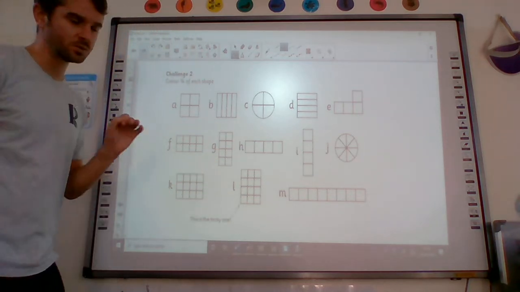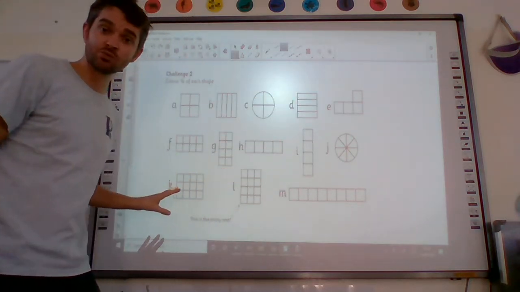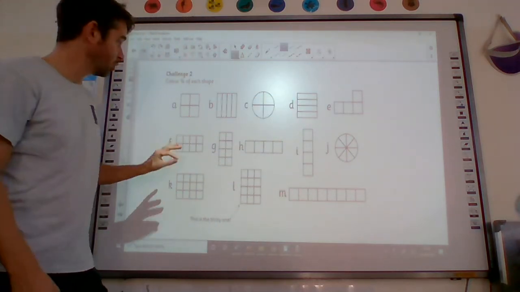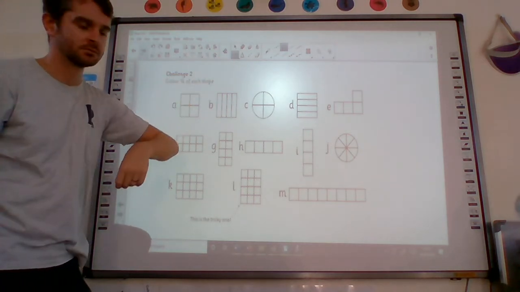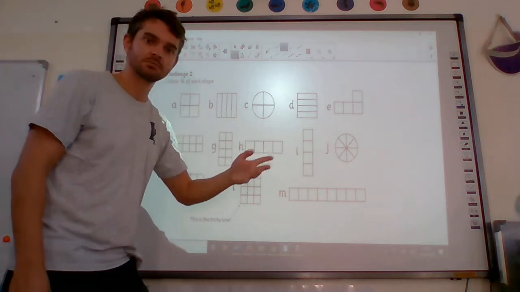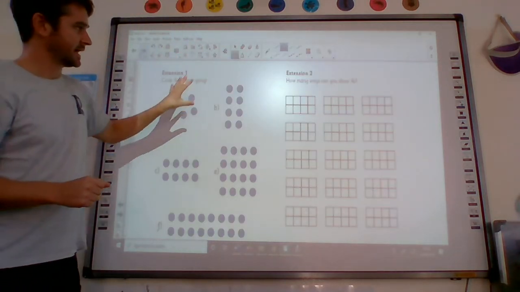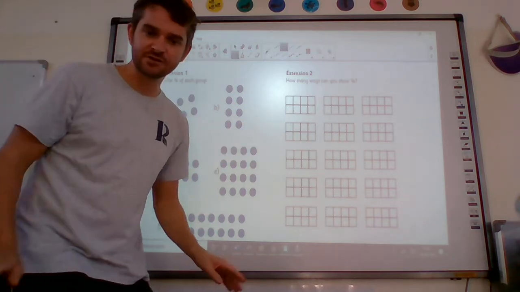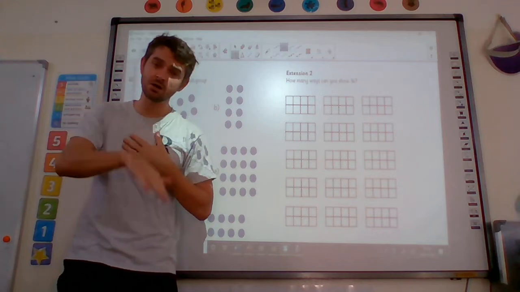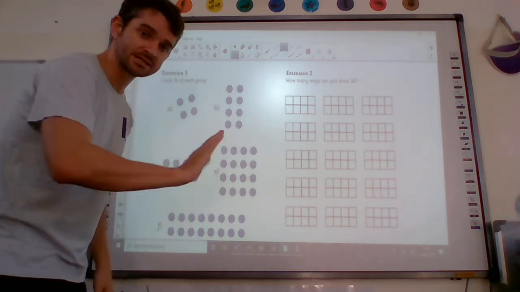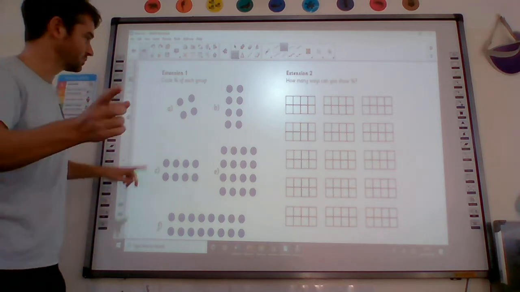If you don't have a printer, don't worry. You could draw the ones that are rectilinear in your book, which lots of people have been doing, or you can just write A, colour in 3 out of 4. B, colour in, up to you. The challenge, extension 1 and extension 2, you don't have to do it. You could, if you want to challenge yourself, and I'm really pleased I've given out loads of dojo points to people who are testing themselves. Circle 3/4 of each group.